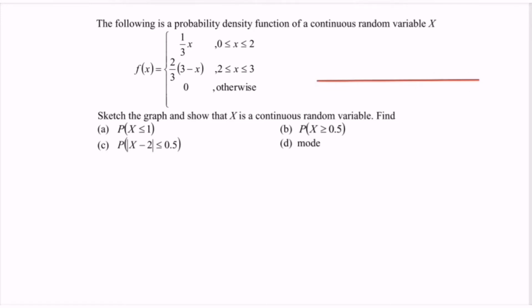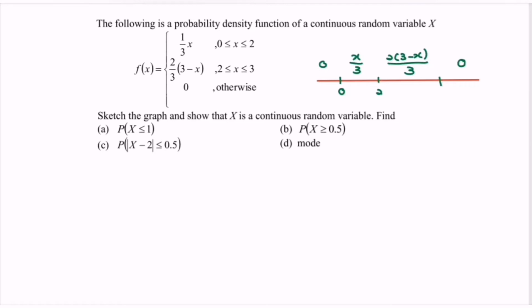So here we have 0 until 2 with the function x over 3. Next, from 2 to 3, where we have the function 2 multiplied with 3 minus x over 3. Otherwise, we have the function 0. By referring to the question, sketch the graph and show that x is a continuous random variable.